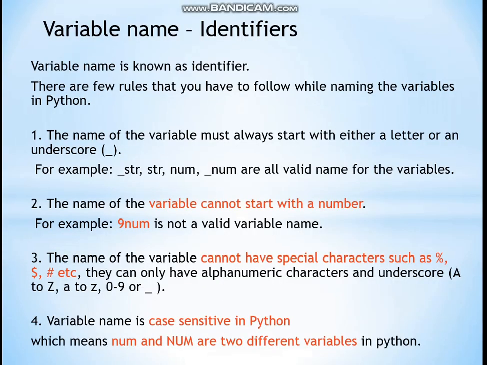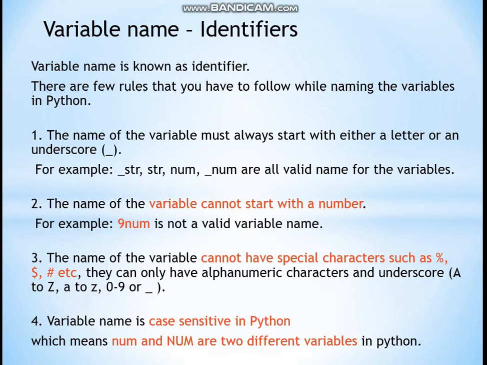Now, what is a variable? How to declare a variable? A variable name is known as an identifier. Every programming language has its own rules, and Python has rules for variable declaration. The name of the variable must always start with either a letter or an underscore, for example _str, _name, _num. The name of a variable cannot start with a number. You cannot write 123num. This is not a valid variable name.